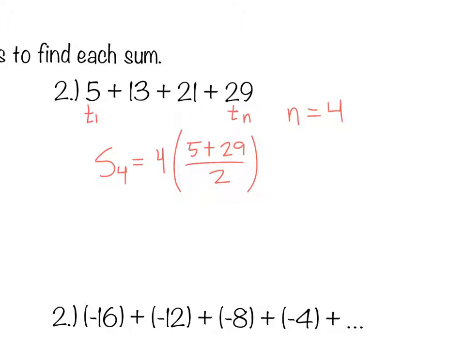5 plus 29 is 34. 34 divided by 2 is 17, and 17 times 4, so S of 4 is 68.